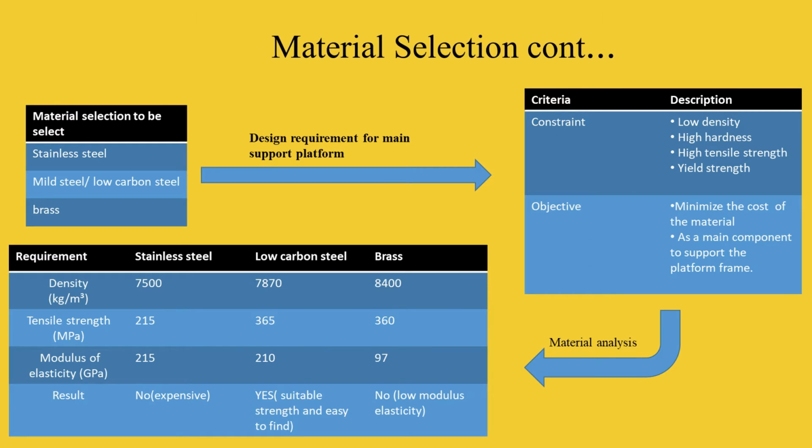This is our other material selection, and it has to be stainless steel, mild steel or low carbon steel, and brass. And the criteria are constraint. They are low density, high hardness, high tensile strength, and yield strength. And the second criteria is objective. They are to minimize the cost of the material and to serve as a main component to support the platform. The detail about our material is shown in the material analysis below.